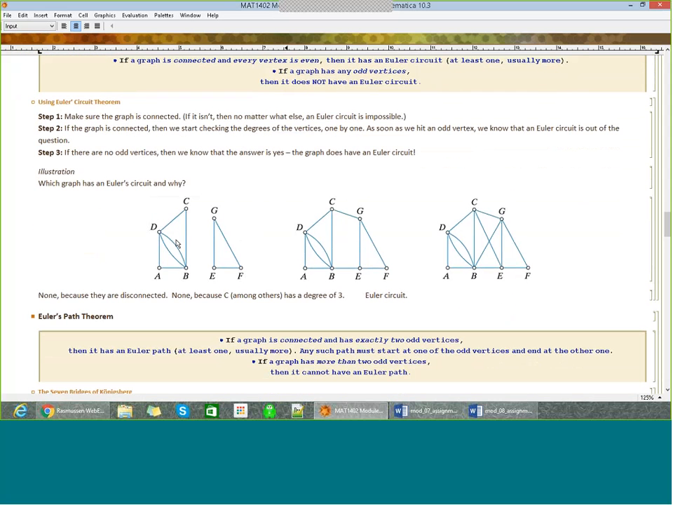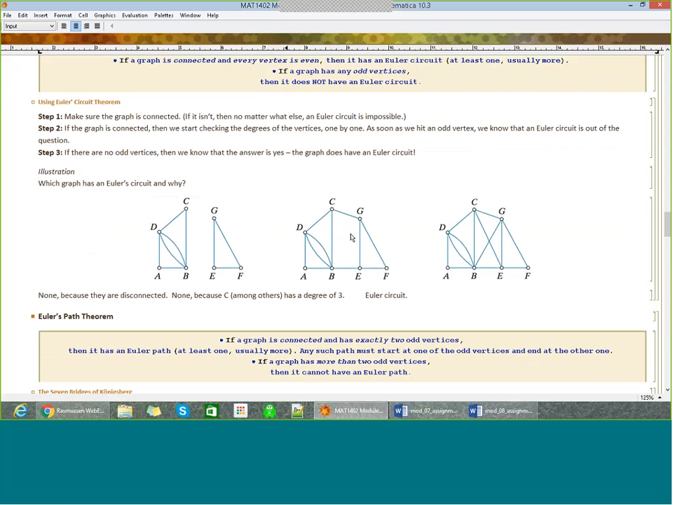I have three pictures: left, middle, and right-hand side. The left side is not an Euler circuit because, for one, it's disconnected. One of the conditions for the theorem is that the graph has to be connected. So if they're separated, boom, not an Euler circuit.